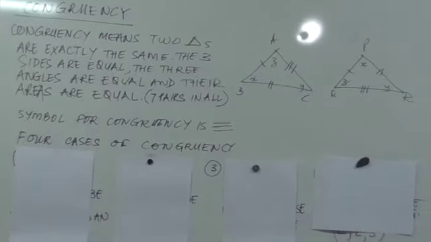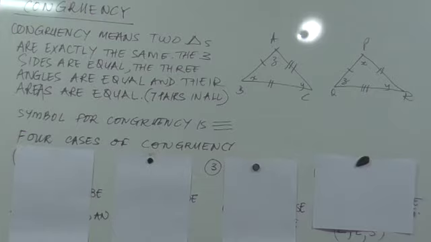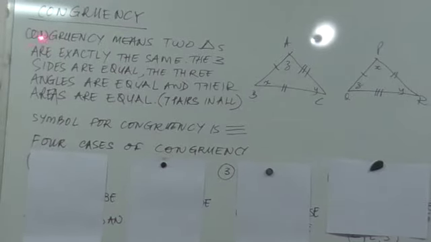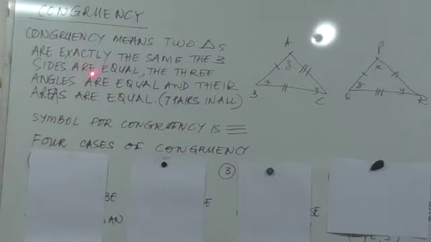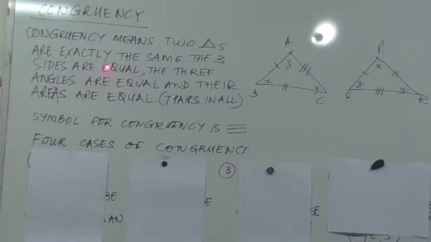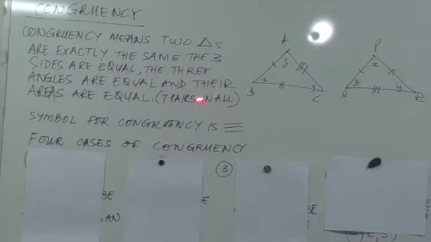Before we prove triangles congruent, let's look at some notes. What is congruency? Congruency means two triangles are exactly the same. The 3 sides of one triangle are equal to the 3 sides of the other triangle. The 3 angles of one triangle are equal to the 3 angles of the other triangle. And the area of one triangle is equal to the area of the other triangle. So all in all, 7 pairs will be equal.